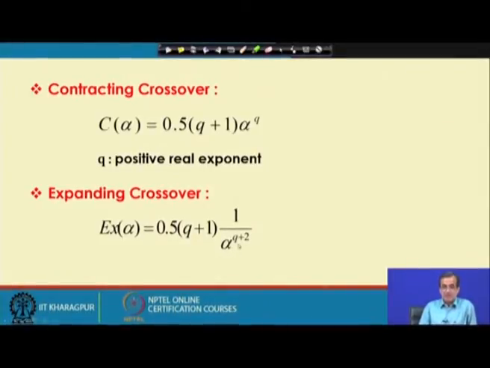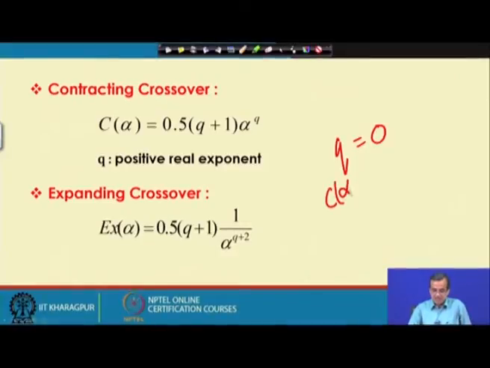Now, before I proceed further, let me discuss what happens if I consider a particular value of q. Supposing that I consider say q is equal to 0. Now, if I put q equal to 0, in the contracting crossover zone I will be getting a constant value of 0.5. For example, in that case C alpha will become 0.5 multiplied by 1 into alpha raised to the power 0, which is 1. So, this is nothing but 0.5.